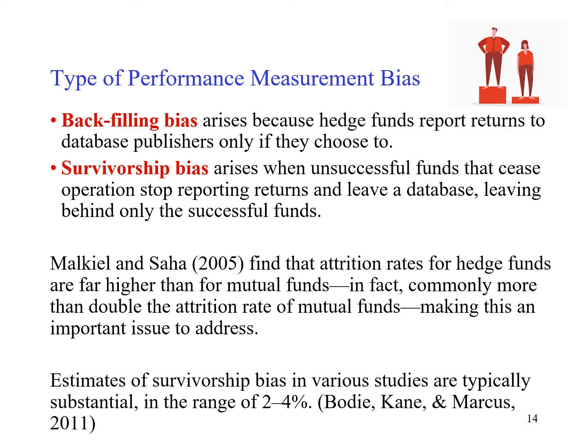Second, survivorship bias. 30% of hedge funds do not last even 3 years. Survivorship bias arises when unsuccessful funds that cease operation stop reporting returns and leave a database, leaving behind only the successful funds. When only successful funds are included in a database, the estimated performance of a sample of funds can be affected. Therefore, the prior performance of funds that are eventually included in the sample may not be representative of typical performance.